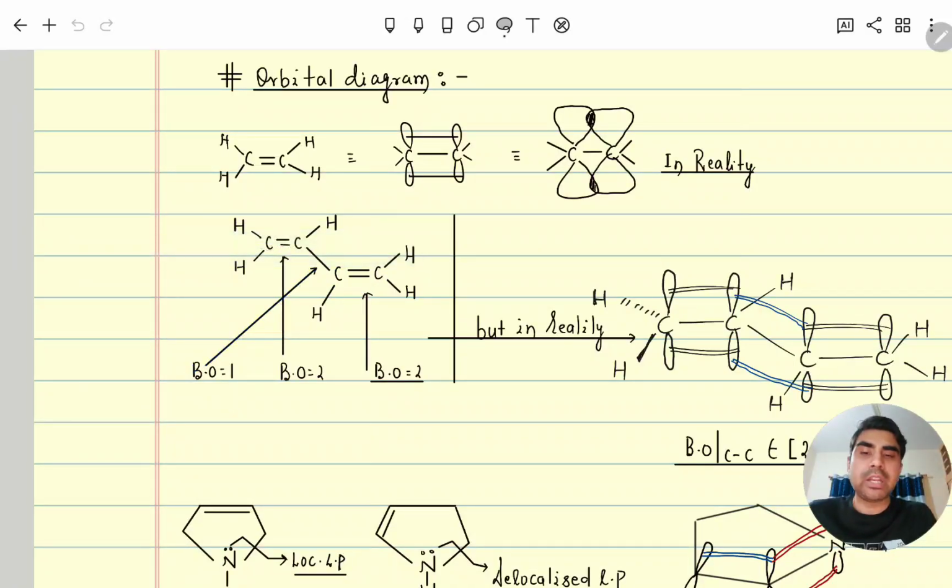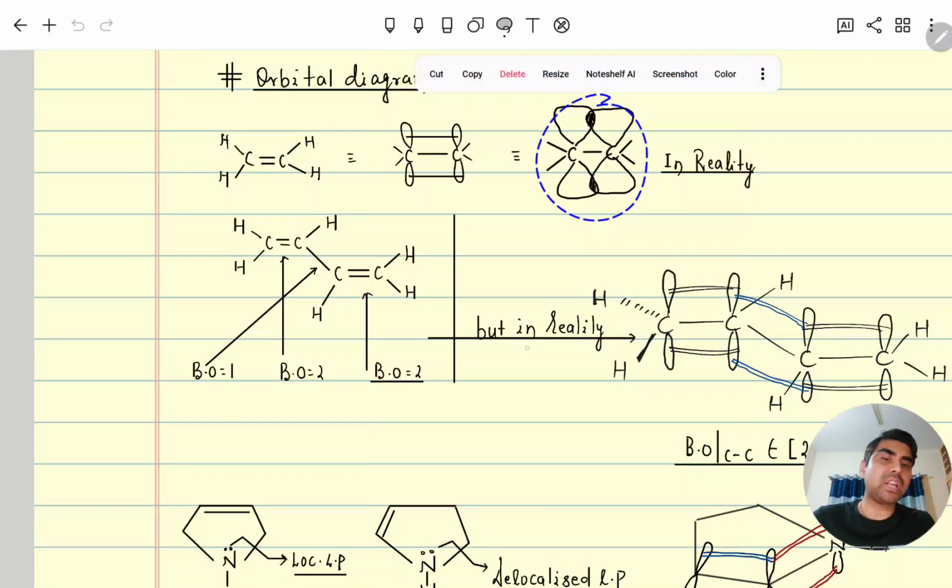Bond order means the number of bonds between two atoms. Here it seems like only one bond, here it seems like two bonds, and here also two bonds. But in reality, as we know, a double bond exists like this. This double bond and this double bond exist like this, and similarly this double bond and this double bond exist like this. But here you can see this carbon is just adjacent, so here also they are overlapping like this. Are you understanding?